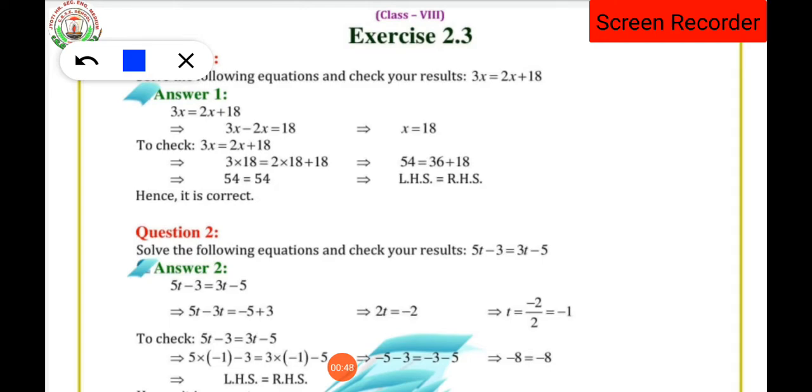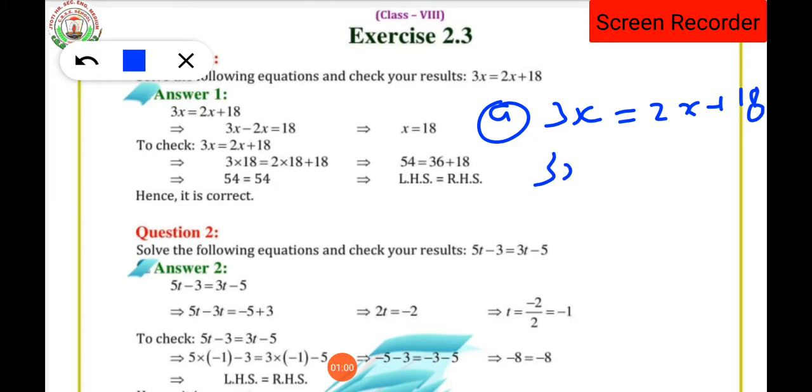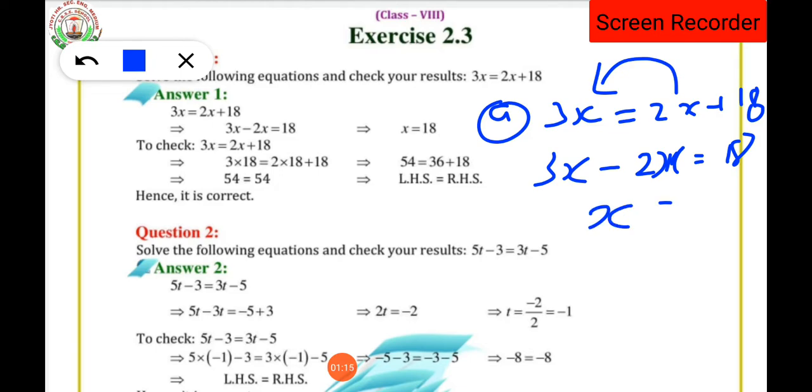Since the question says solve the equation, which equation do we have to solve? The equation is 3x equals 2x plus 18. This equation we have to solve. Now while solving, the 2x from the right hand side will move towards the left hand side. It will become minus 2x equals 18. Have you understood up to here? Then 3x minus 2x will become x equals 18.